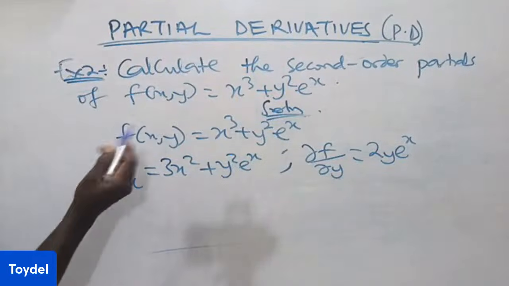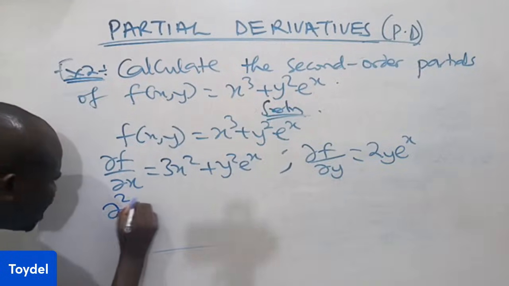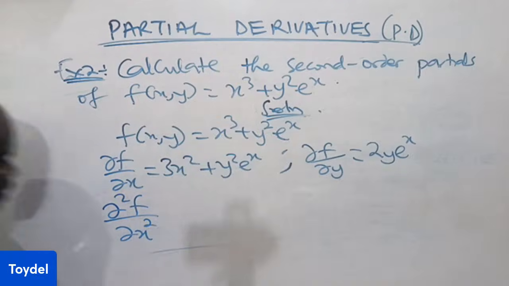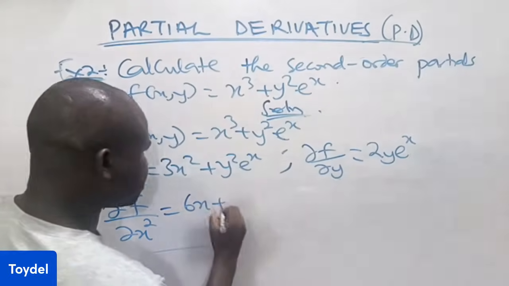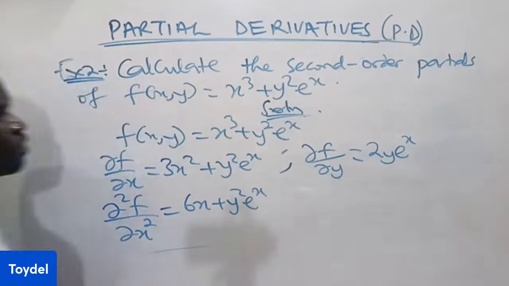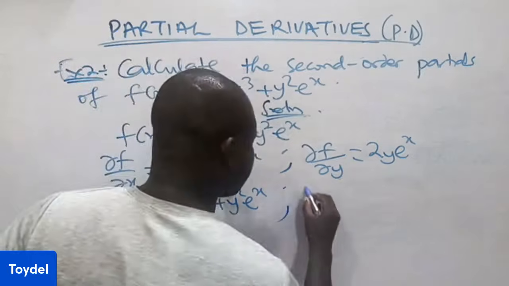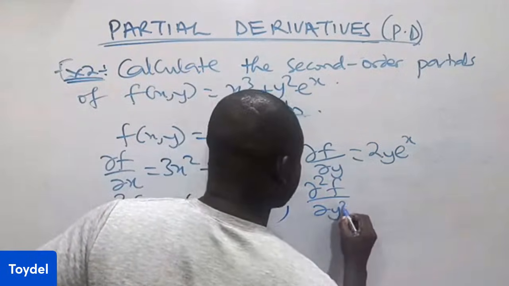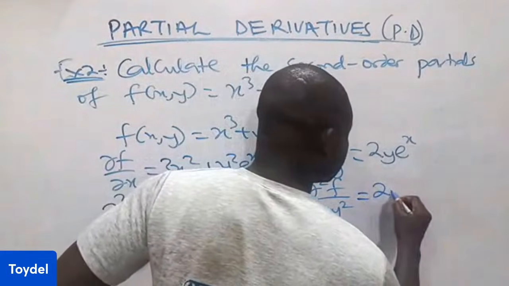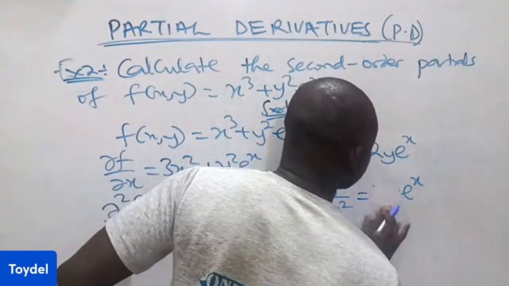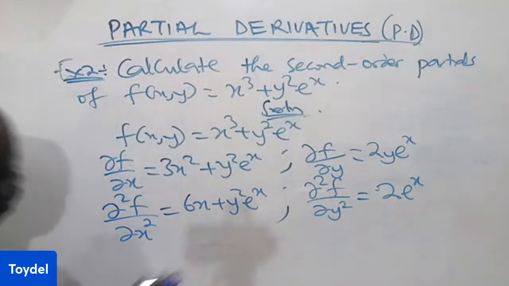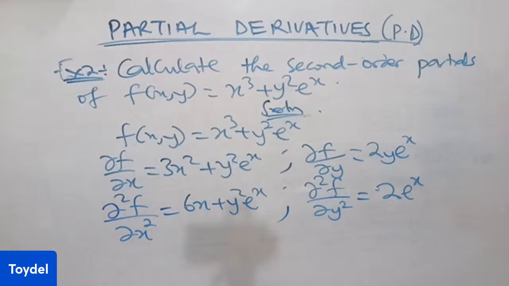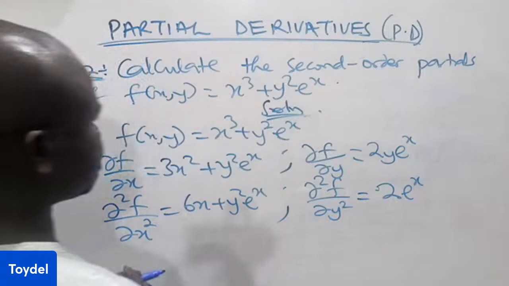So the second order partials now: the second partial of f over x squared, when we take the second derivative, will be 6x plus y squared e^x. Then we can also have the second partial of f over y squared. When we differentiate this a second time, it will be 2e^x. So we can also go ahead to prove the theorem that we stated the other time.